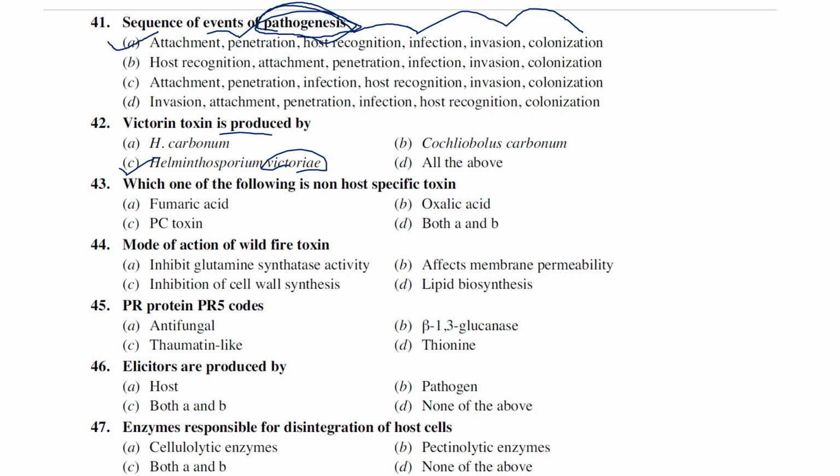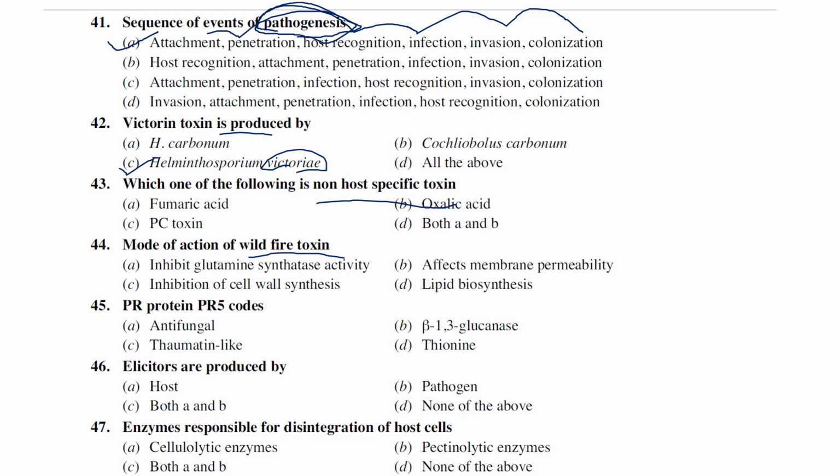Which one of the following is a non-host specific toxin? In toxins also, two kinds will be there, host specific and non-host specific, which we have already explained in the previously published videos on physiological and molecular plant pathology. Please go through them so that you will have a little idea on this. Which of the following is a non-host specific toxin? Fumaric acid, oxalic acid, PC toxin, both A and B. The answer is both A and B: fumaric acid and oxalic acid are the best examples of non-host specific or host non-specific toxins.